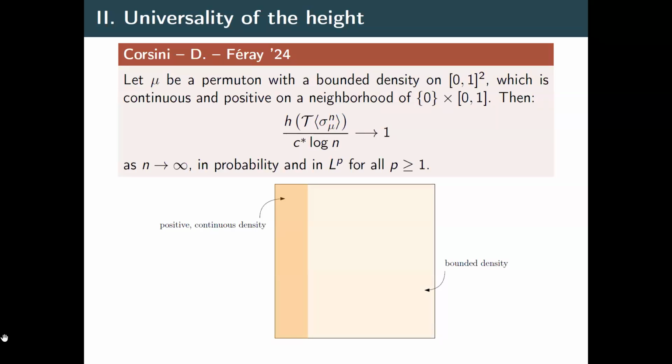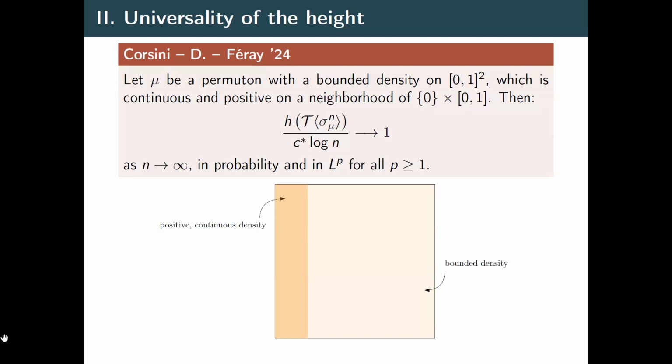Suppose you have a permuton. You're going to make two assumptions on it. The first one is that the permuton has a density on the unit square, which is bounded. And the second one is that the density close enough to the left edge of the square is continuous and positive. If you make these two assumptions, then the height of the BST is also equivalent to C star log n.